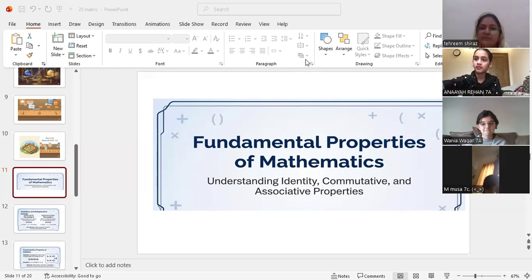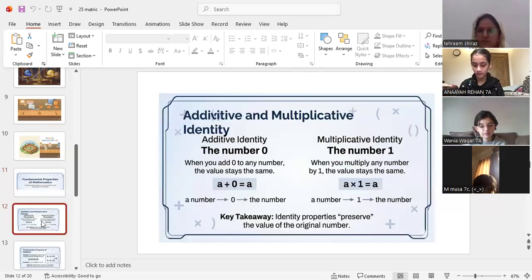Whether I go anywhere in the world, whether I eat anything in the world, whether I do anything in the world, my identity remains the same. So whenever identity is added to anything, it remains unchanged. Why am I telling you this? For example, what is additive identity and what is multiplicative identity?